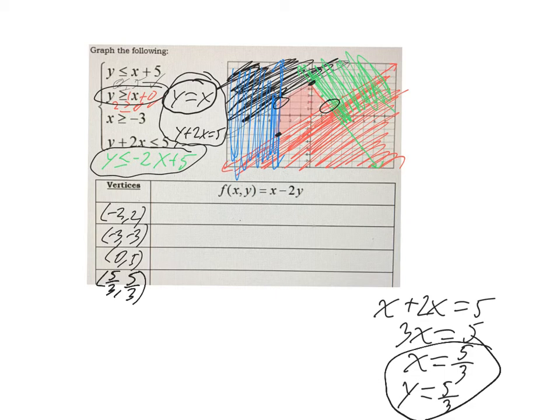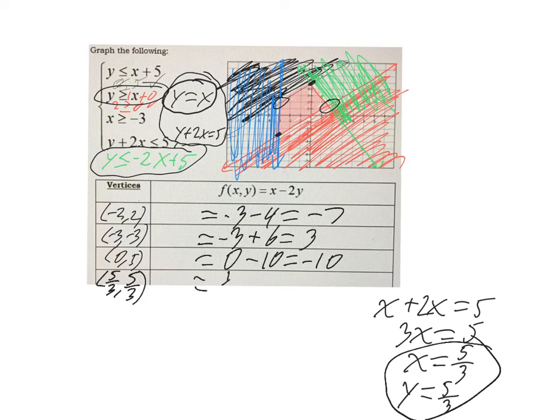Now we're going to evaluate our objective function. For -3, 2, that's -3 minus 2 times 2, so that's -4, which gives -7. Here, x is -3, y is -3, so that's -2 times -3, which becomes a +6. The next one, x is 0, minus 2 times 5, so that's -10.